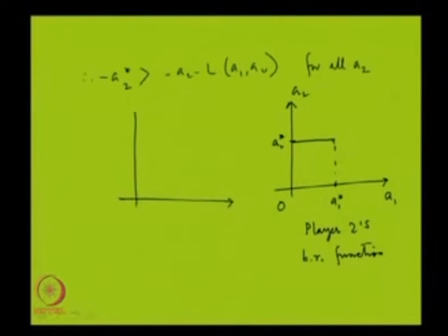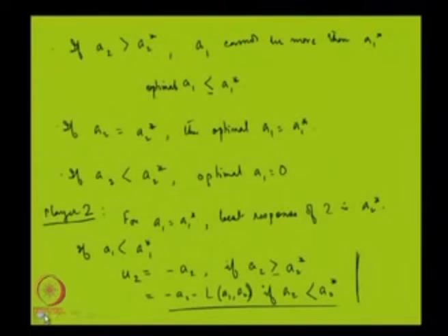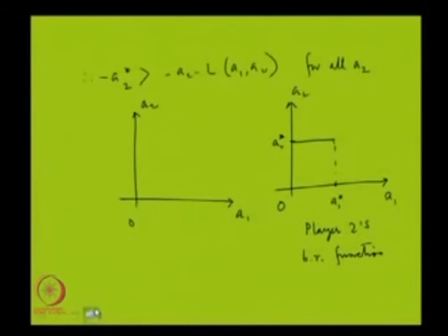And what about player 1's best response function? This is what we have seen as player 1's best response function. It is given by this line. This is A2 star. At A2 equal to A2 star it is equal to A1 star, and if A2 is greater than A2 star, it can be less than A1 star.